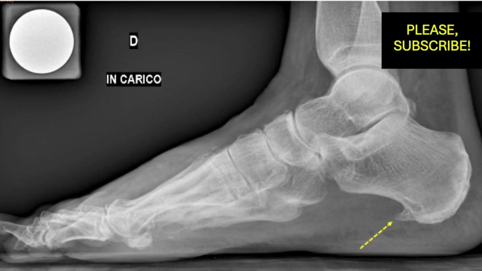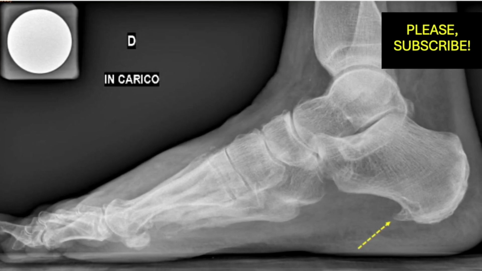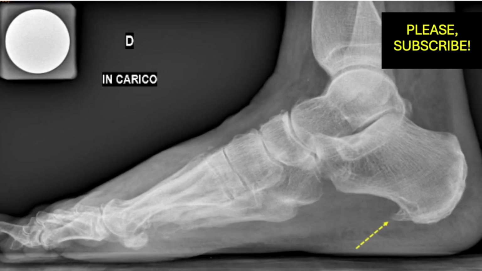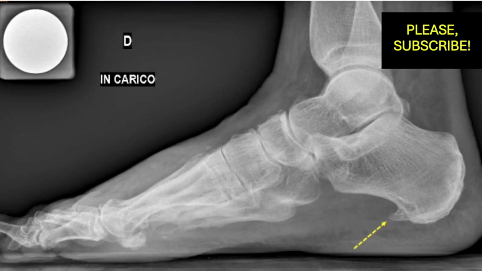We can distinguish between two types of spurs, namely plantar spurs, which are found in the lower part of the calcaneus, and posterior spurs, which are found at the insertion point of the Achilles tendon. These two types of spurs can occur separately or together. In this video, we will discuss the plantar calcaneal spur, i.e., the one under the heel.